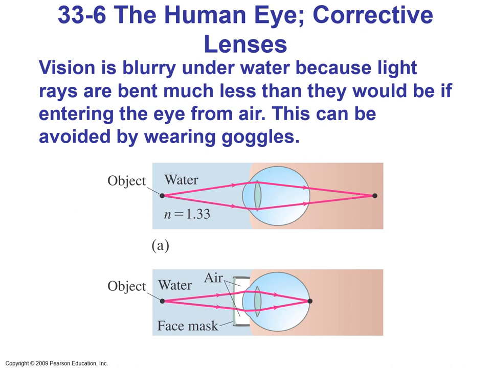Vision is blurry underwater because light rays are bent much less than they would be if entering the eye from air. This can be avoided by wearing goggles. So if we are not wearing any goggles, the net refraction of water is larger than air and the image will be blurry. But when we are wearing goggles, we'll have a layer of air between our eye and water. Therefore, the image will be formed sharper on our eye.